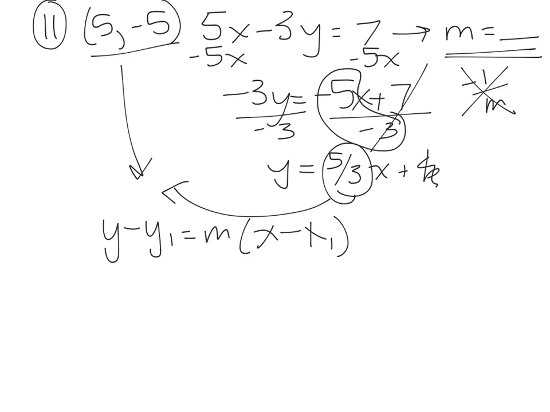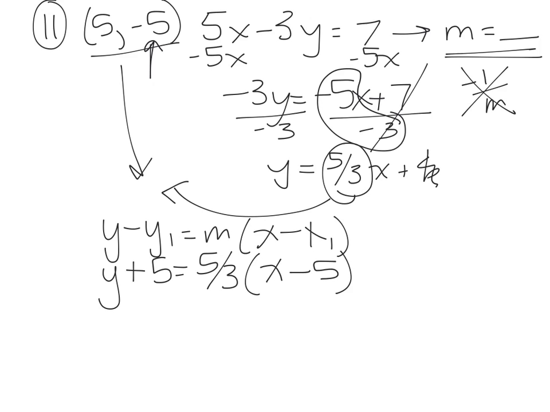Sorry, I'm just reading it. So I would do this because it's so quick and easy. This is just going to be y minus -5, which is plus 5, equals 5/3 times x minus 5. And you're done with that. But if you wanted to write it in the other form, you could distribute your 5/3 and move your 5 over there and do the math. But it says either form, so why work any harder than you have to?